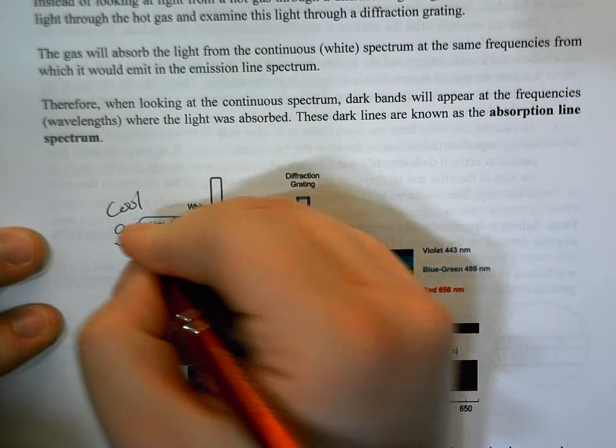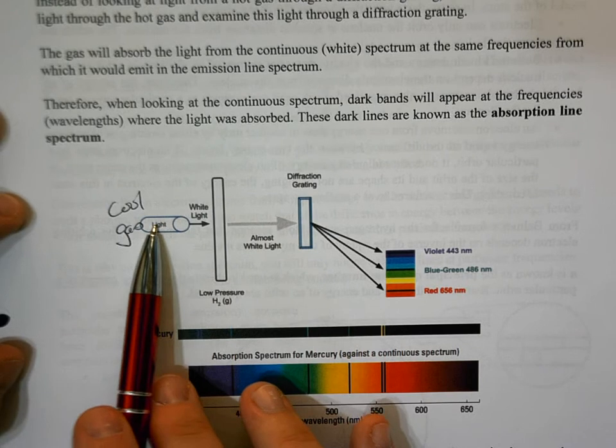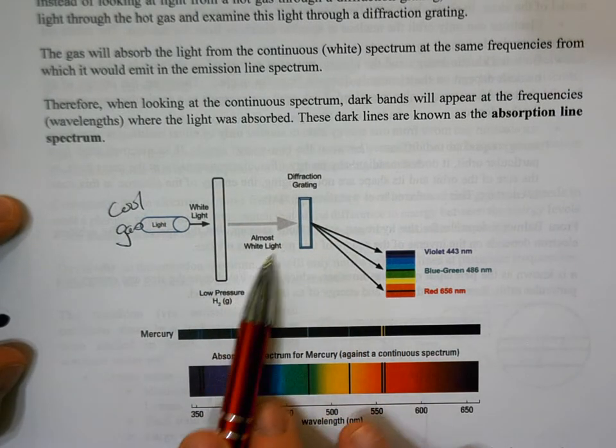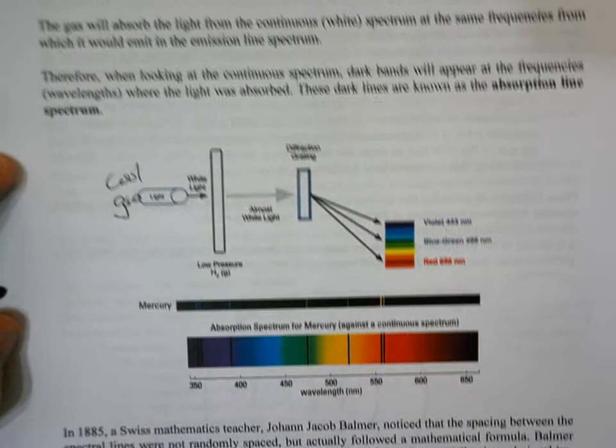So this is going to be a cool gas. We're not going to apply any heat to it. We just want to leave it as is. And we're going to pass that gas through white light. And then you'll see here we have this almost white light, and I'll explain that in a minute. And we're going to pass that through a diffraction grating.